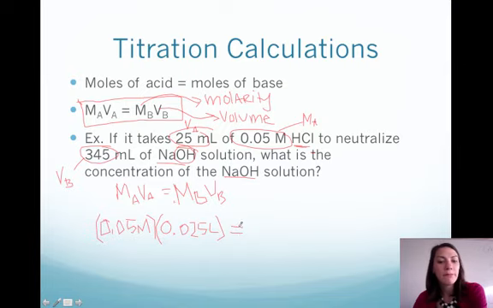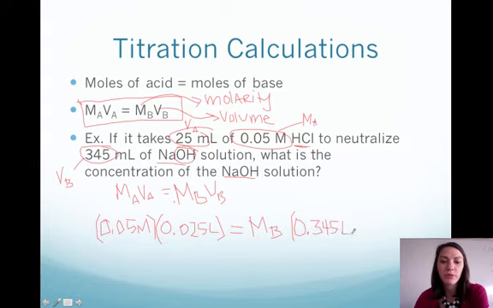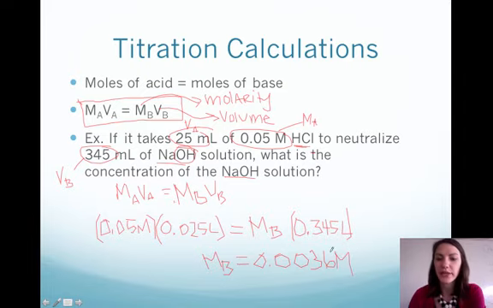And then I'm going to equal molarity of my base, which I don't know, that's my variable I'm looking for, times the volume of my base, which I do know. Again, I'm going to convert that to liters, divide by 1,000 in order to do that, okay? And I get 0.345 liters, all right? The molarity of my base can be found once I multiply 0.05 and 0.025, and then I divide by 0.345. All right, so what we get is 0.0036 molar, and that is the concentration of my NaOH solution.